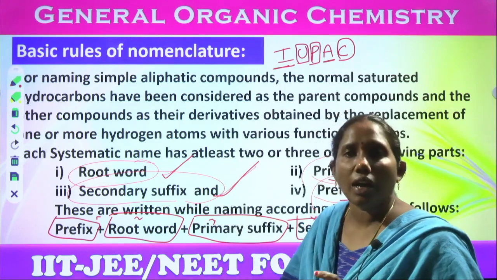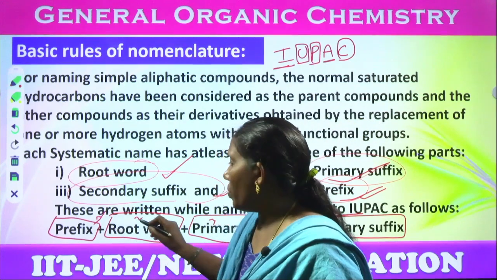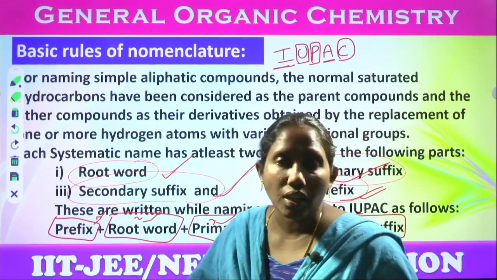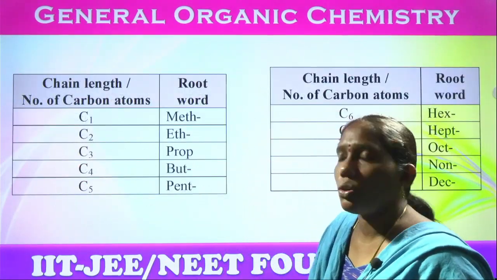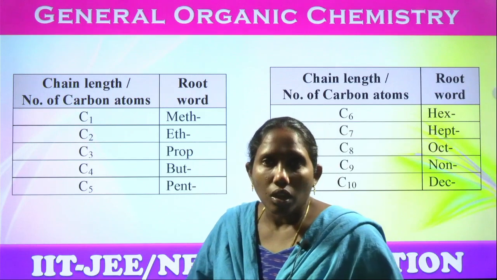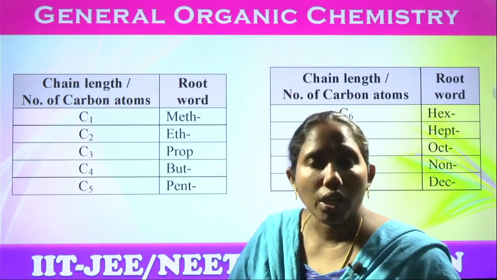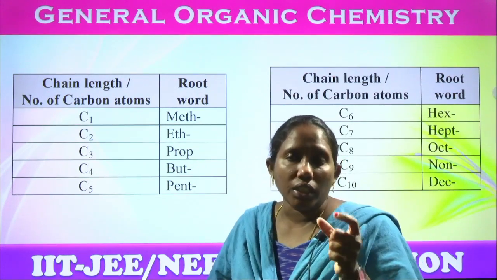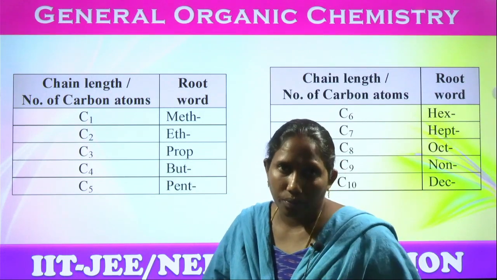for the organic compound, right? So you can get the doubt: what is the prefix, what is root word, what is primary suffix and what is secondary suffix? That is what we are going to study. Let us see the first one. What is the root word? Already in the previous lecture, while talking about the alkane, I explained what root word means. Root word indicates the number of carbon atoms in a given organic compound.